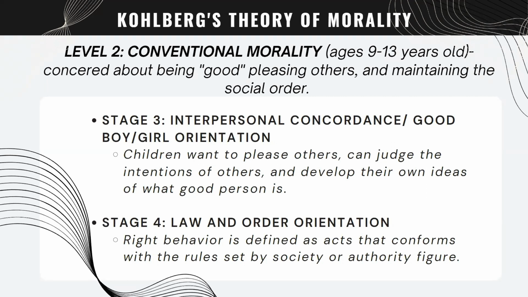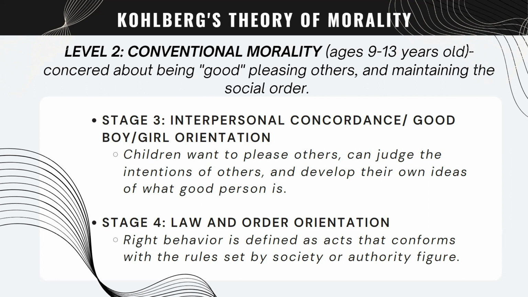Okay? Next, we are going now to level 2, the conventional morality. So in this case, it is concerned about being good or pleasing others and maintaining the social order. So it continues to follow rules because it is necessary to ensure positive interpersonal relationships and societal order. Ibig sabihin, it is the approval of society. Those in this stage, it is common in teenagers, and some adults are still in this stage. People in this stage are concerned about being good, pagiging mabuti. They are concerned about pleasing others and maintaining social order.